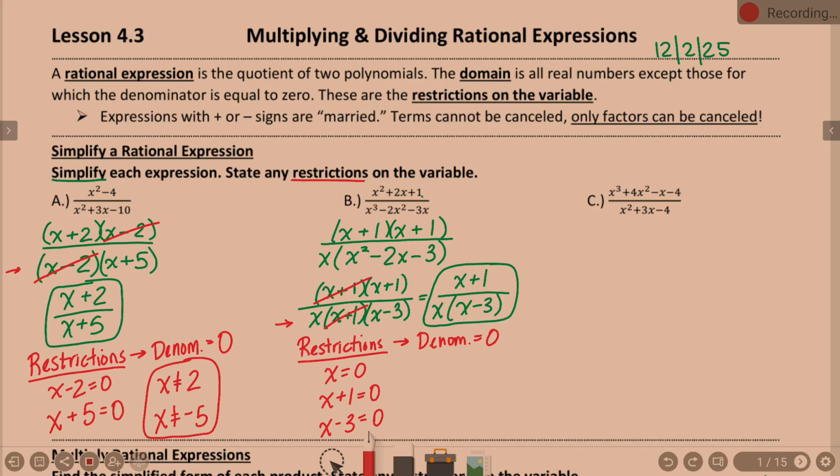So what do we know? The first one, x cannot equal 0. X plus 1, subtract the 1 over. Yeah, that works. And add the 3 over. So x cannot equal negative 1. And x cannot equal 3.